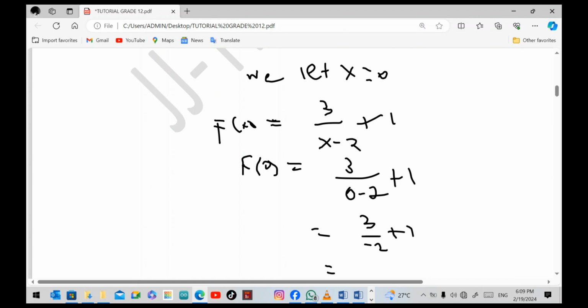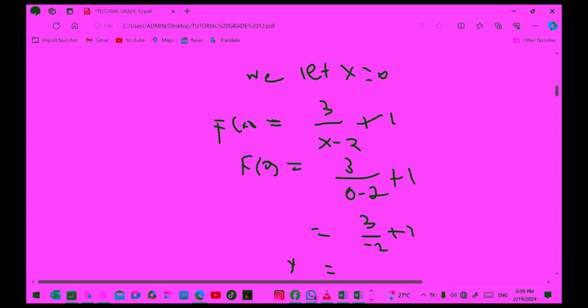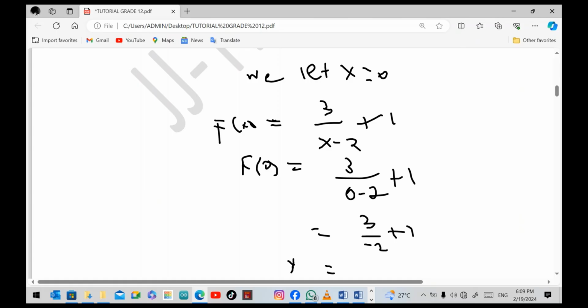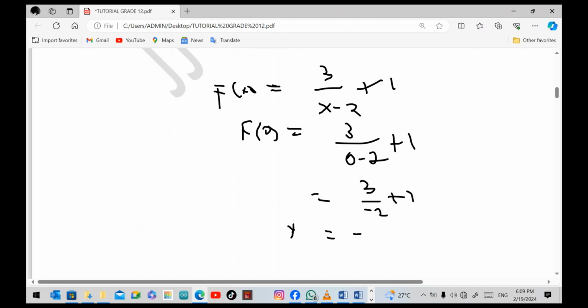And then our y will be 3 over negative 2 plus 1. That is negative 1 over 2. Negative 1 over 2. Right.